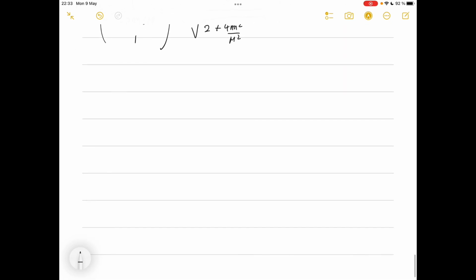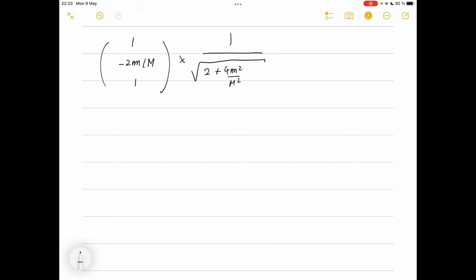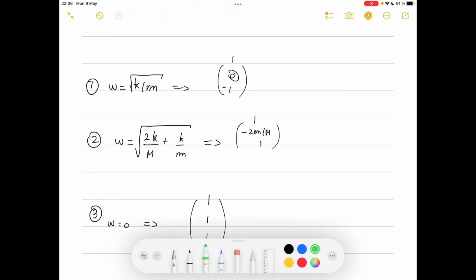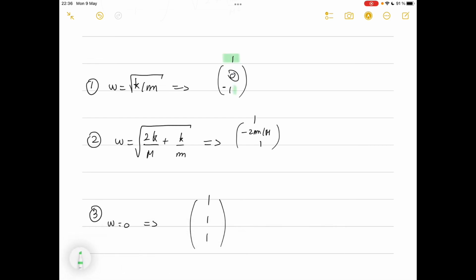Now let's give a bit of an interpretation of these results. I've rewritten all the frequencies and their associated normal modes, and we see that for this first frequency, where omega equals square root k over m, we have a simple harmonic motion where the middle particle is static with a 0, and the two outer particles are oscillating in antiphase because there's a minus 1 over there. So they have the same amplitude, but their phase is shifted.